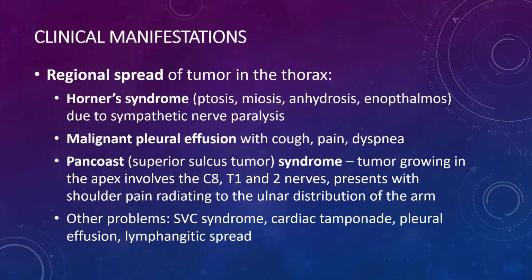Patients can come in with malignant pleural effusion, which can be seen as cough, chest pain, and difficulty of breathing. And rarely, patients can also have a Pancoast syndrome or a superior sulcus tumor. This is a tumor growing in the apex of the lung, and it can involve your C8, T1, and T2 nerves. So these patients can present with shoulder pain radiating to the ulnar distribution of the arm. Other findings can be superior vena cava syndrome, cardiac tamponade, pleural effusion, as well as lymphangitic spread.